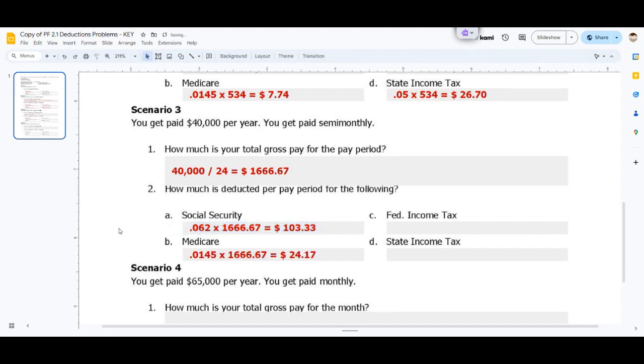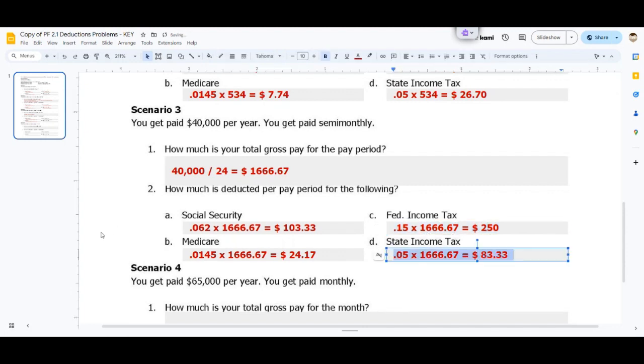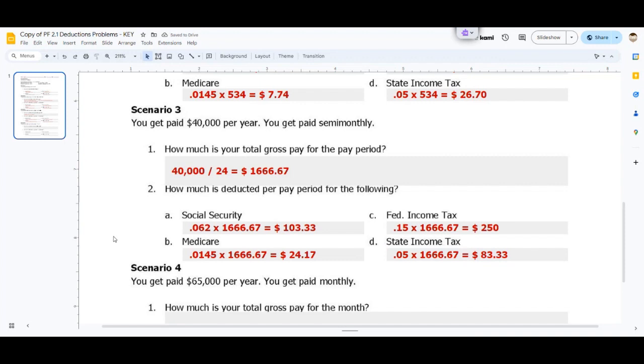All right, for Medicare, 1.45% or 0.0145 times that amount is 2417. Federal income tax, 15% is 250, and 5% for state income tax is 8333.